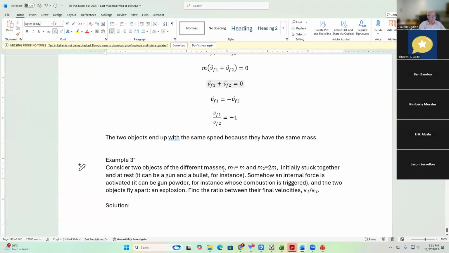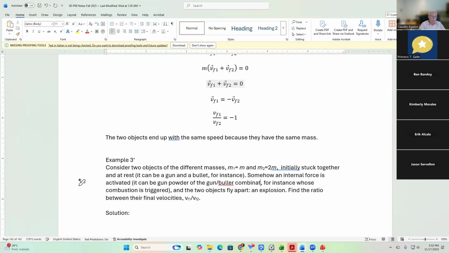Like that. Somehow an internal force is activated. It can be the gunpowder, for instance, of the gun bullet combination. For instance. Now I find the ratio between their final velocities.